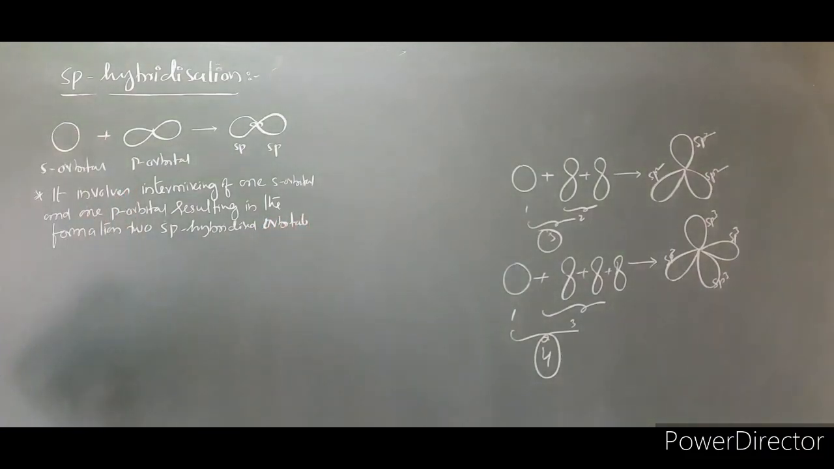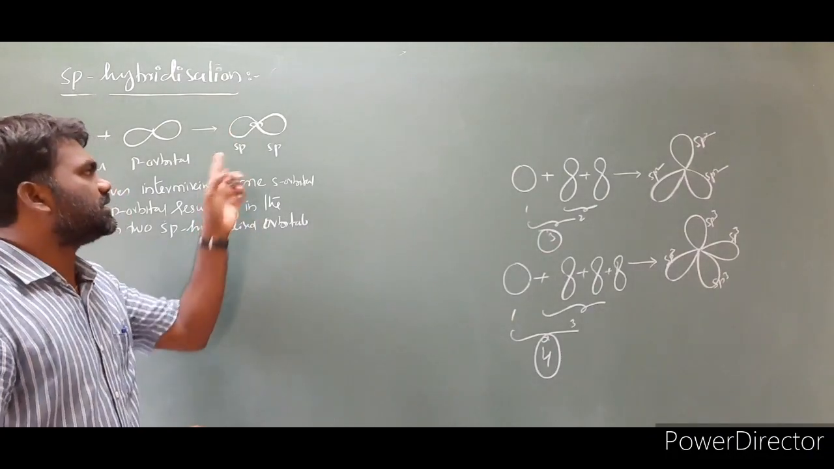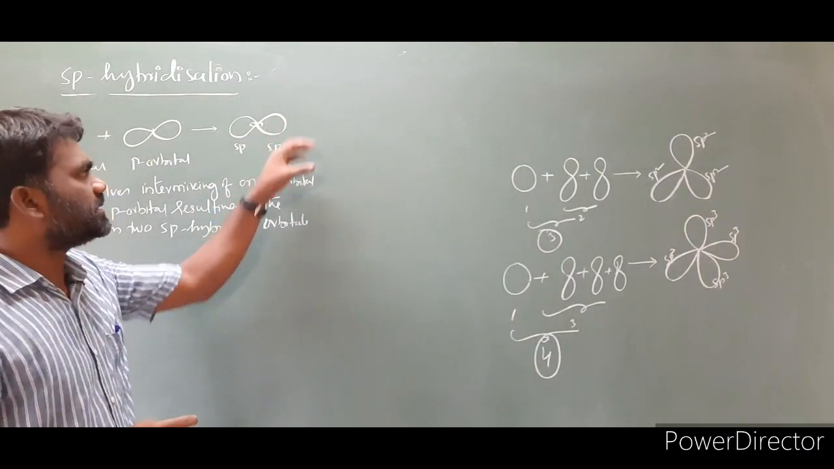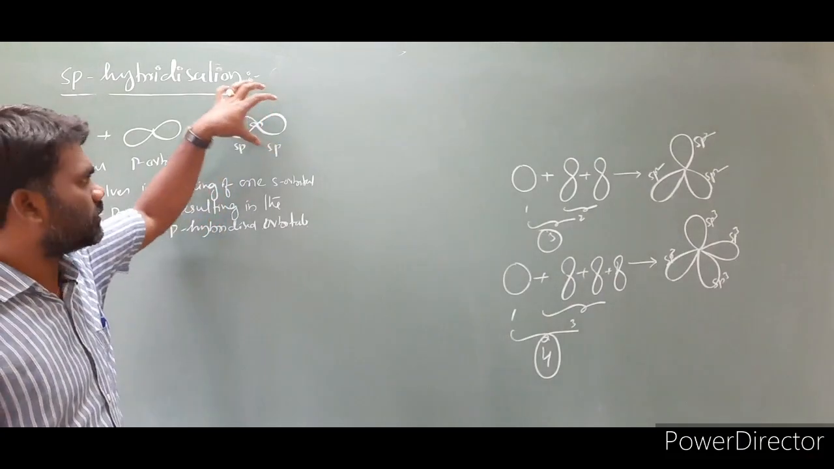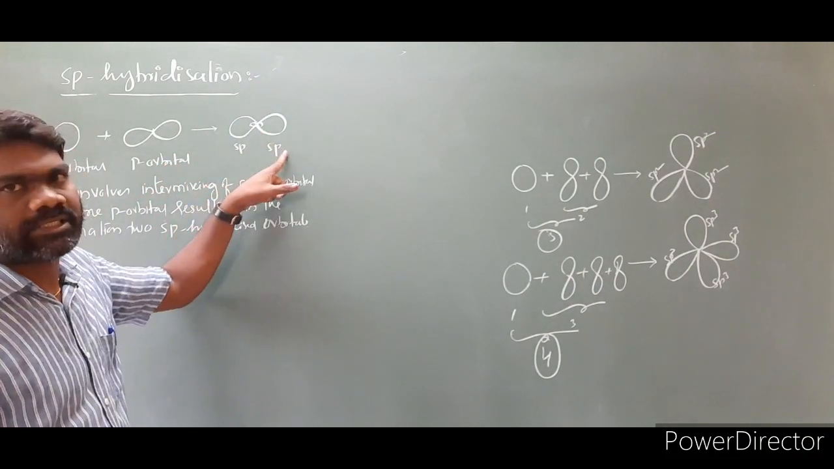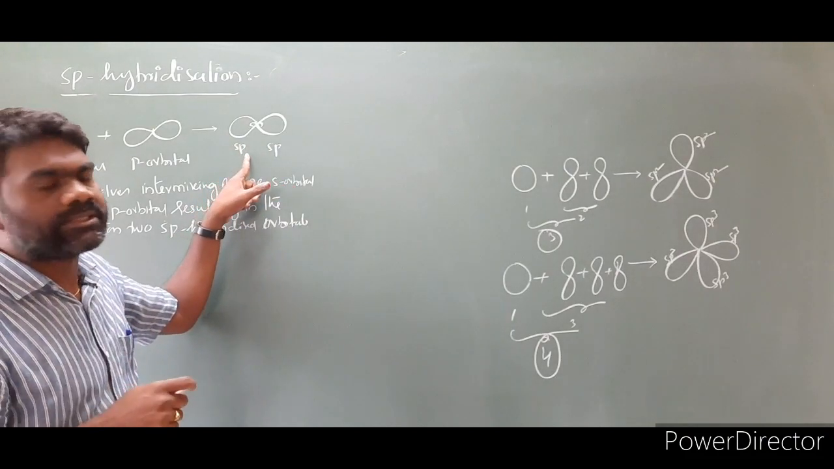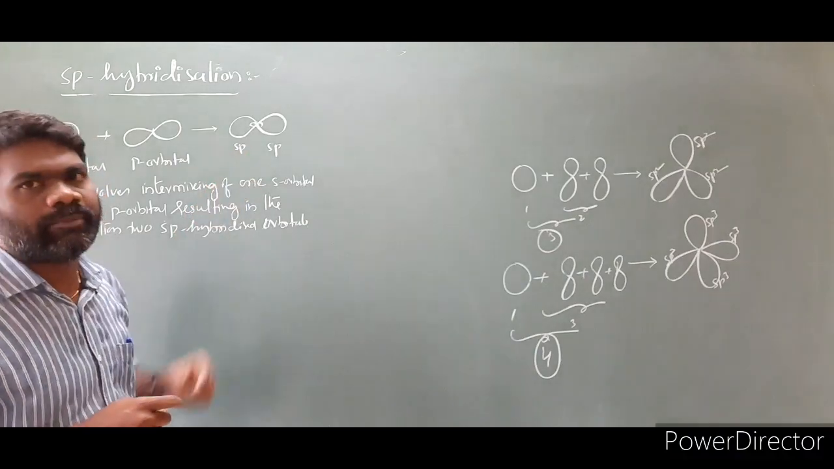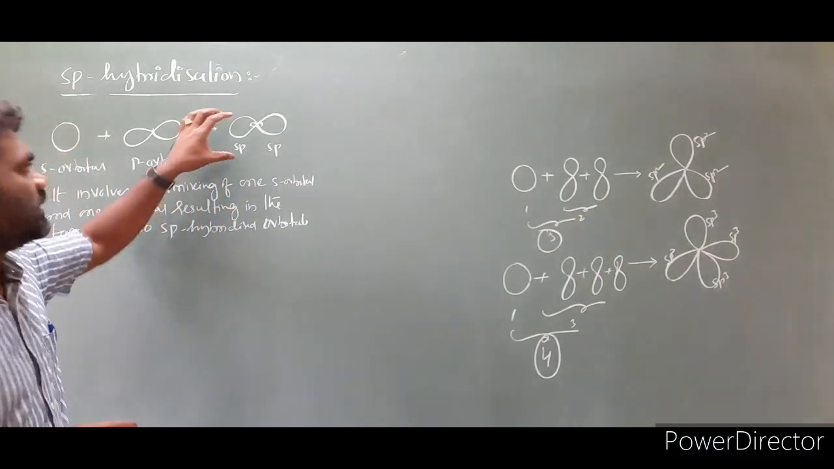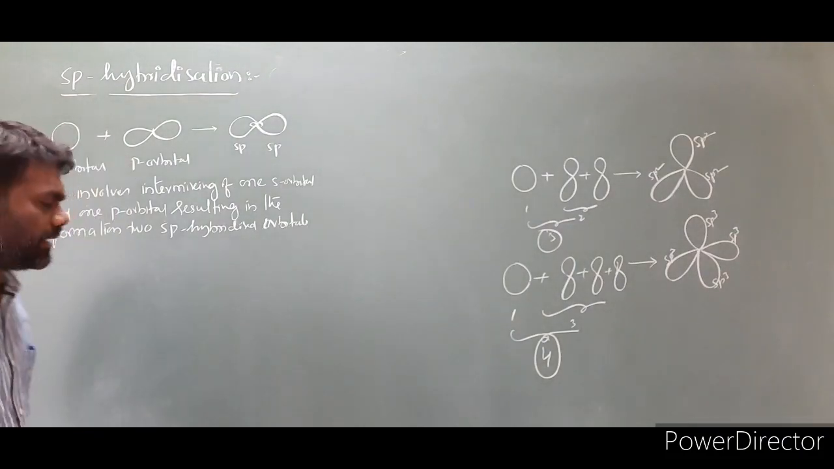This is the first statement. And another one is how much percentage of s character and how much percentage of p character we have to find out. Imagine this is 100%, these two orbitals together is 100%. So we have to divide 100% between the two orbitals that are formed. How many? One s, one p will be there. Two orbitals are there. So 100 by 2, in the sense 50% is s character, 50% is p character. So the sp hybridization contains 50% s character and 50% p character.